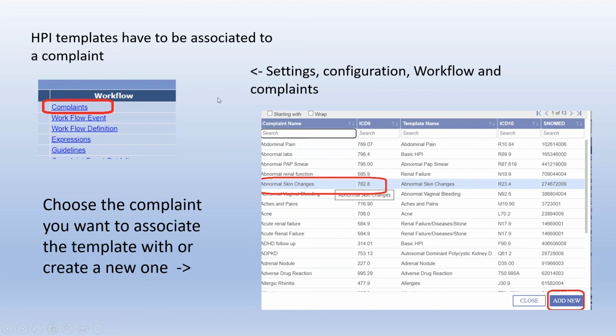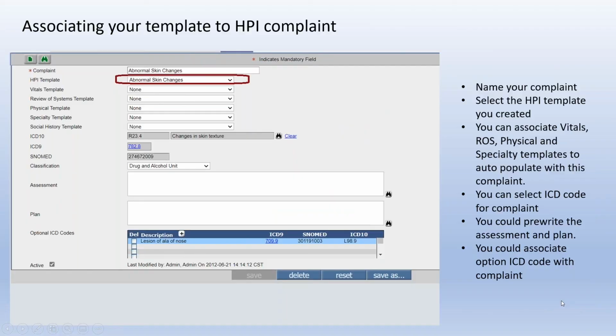So the way you're going to do that is you're going to go to Settings, Configuration, Workflow, and Complaints, and you're going to either find a complaint where you wanted to add it, or you're going to add a new one, okay? Most of the time, you're going to be adding a new one. And to add a new complaint, you're just going to name your complaint at the top, and then come down here and associate that HPI template to that complaint.